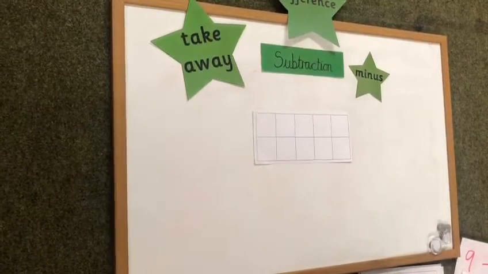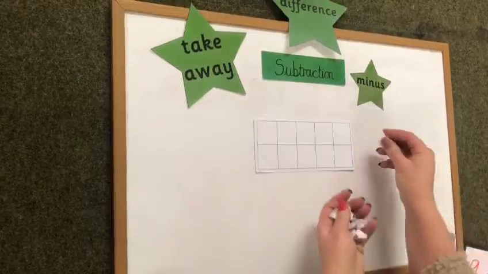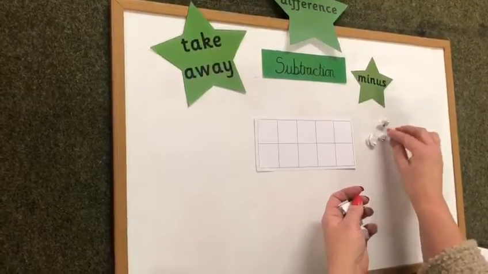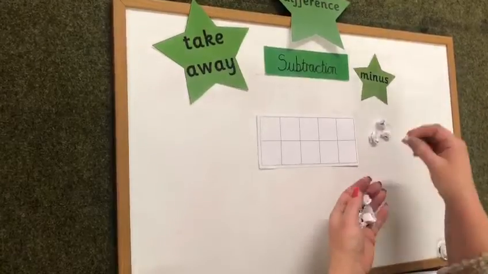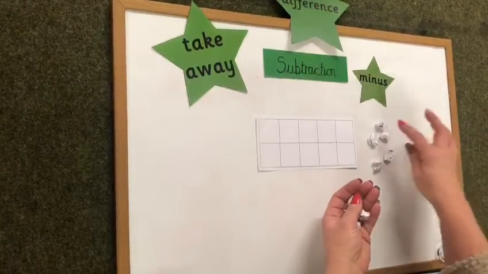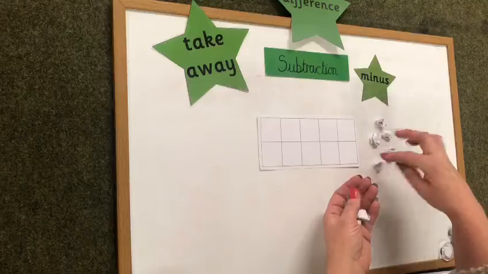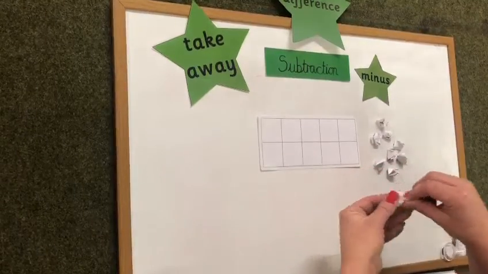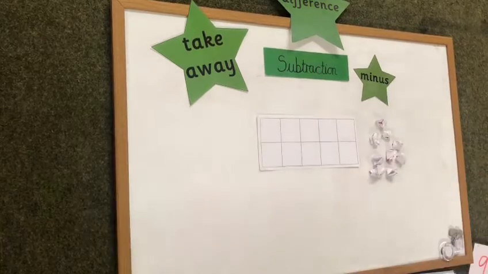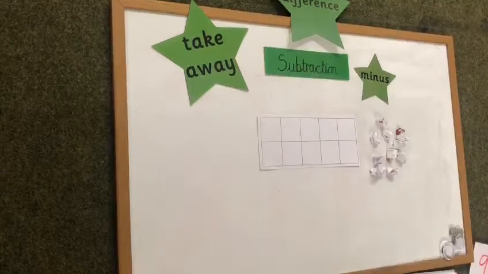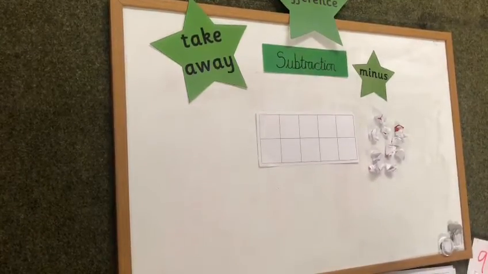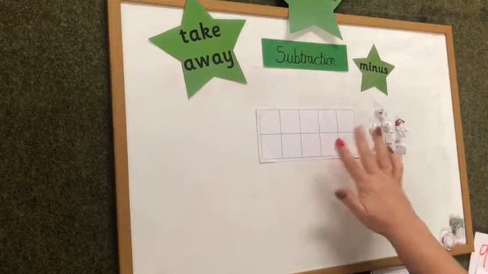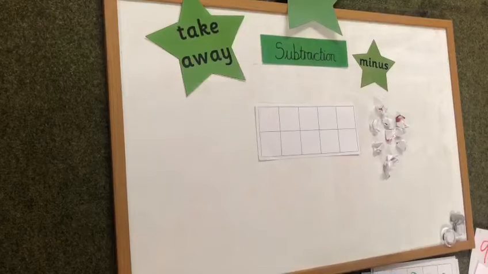What I would also like you to do is to get 10 little objects, or if you haven't got anything small enough to fit on your 10 frame, I've just got some scrunched up bits of paper. 1, 2, 3, 4, 5, 6, 7, 8, 9, 10. Okay, so pause the video here and make your 10 frame and scrunch up your pieces of paper or find some small objects that would fit on your 10 frame. Okay, off you go.